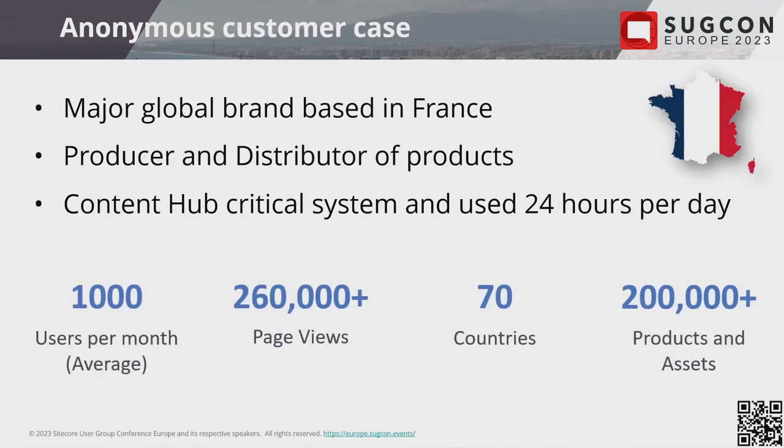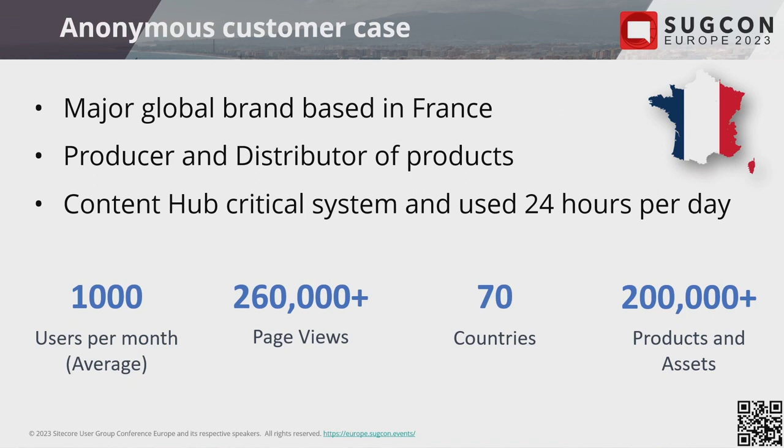So I have an anonymous customer case here. For this one, it's a major global brand based in France, and they're a big producer and distributor of products. Content Hub is a critical system for them, and it is used 24 hours a day globally. The data you can see here was pulled off Google Analytics this morning, but in the last month, we've had over 1,000 unique users, 260 page views, 70 countries, and over 200,000 products and assets.